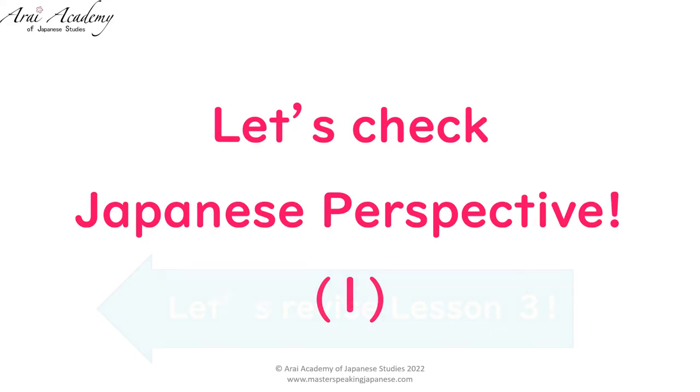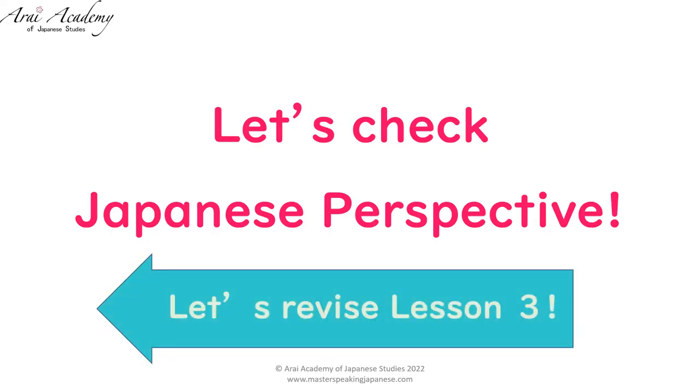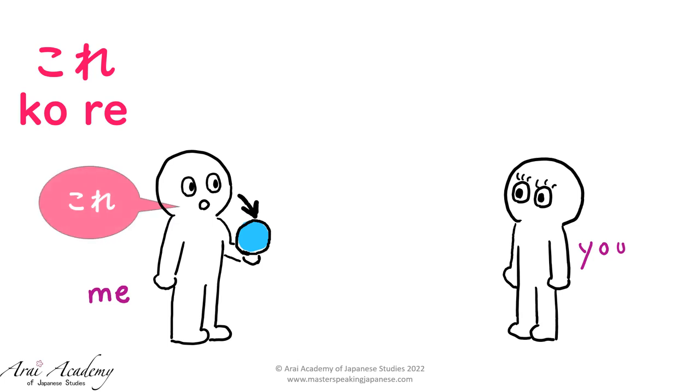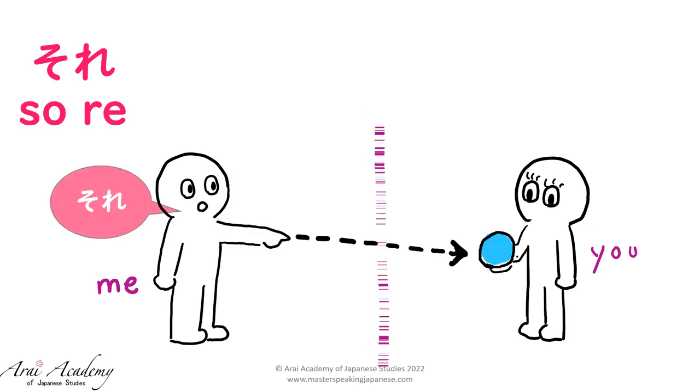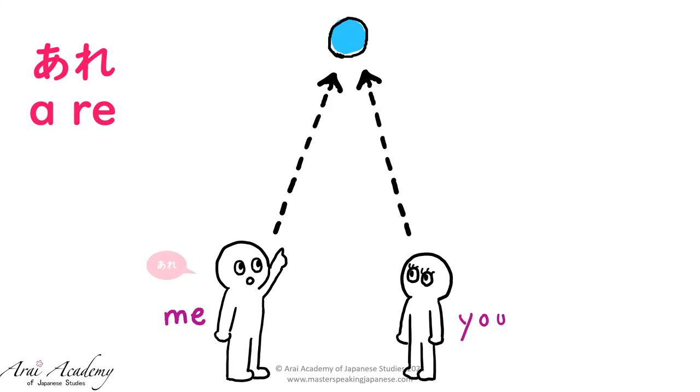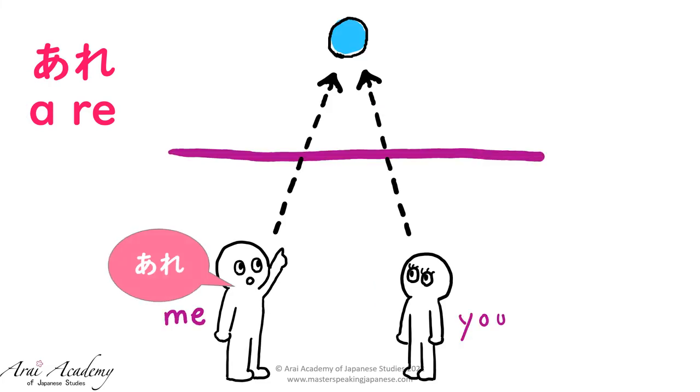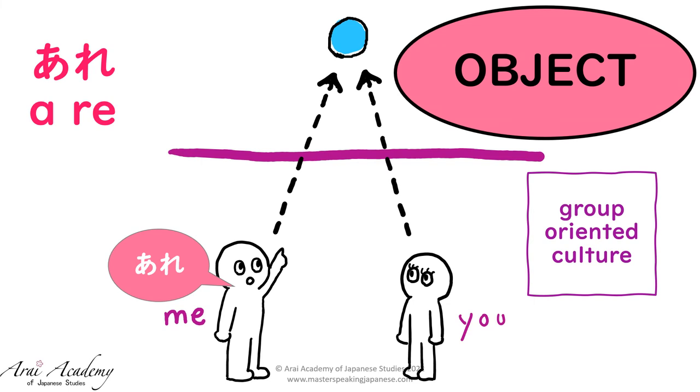Quickly, let's revise the important point from lesson 3. これ shows the boundary between me and you. The native speaker sees three aspects regarding positions. それ and あれ. These are the position of object.